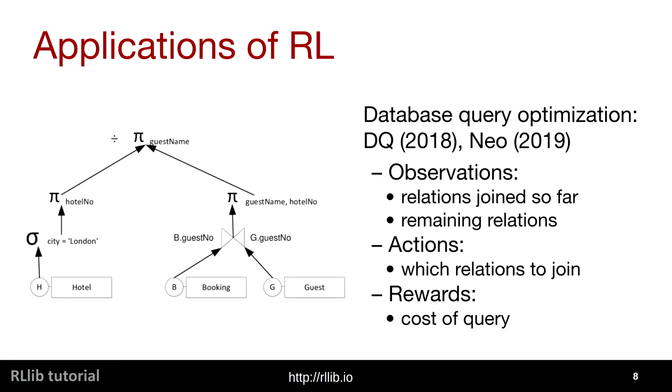There are, of course, other applications of RL. Here's an example from systems. It turns out you can use reinforcement learning to optimize database queries. This is something that's traditionally been done with hand-engineered algorithms and heuristics, but RL has actually sometimes been state of the art. You can see this is an RL problem by seeing the observations as the relations joined so far for a particular query, and the set of remaining relations. The actions are what relations to join next, and the rewards are the cost of the query or the runtime of the query at the end of the day.